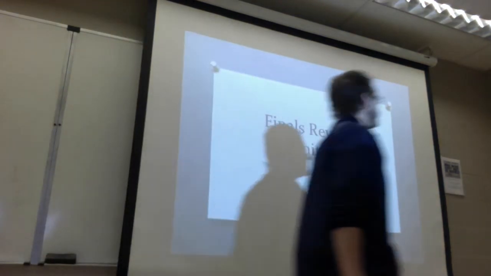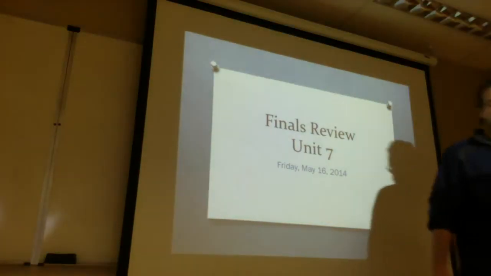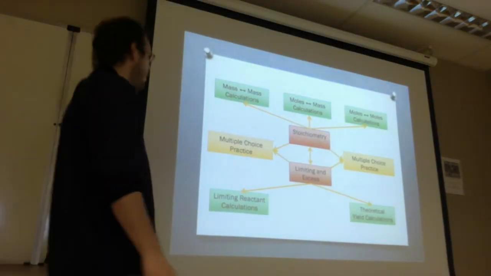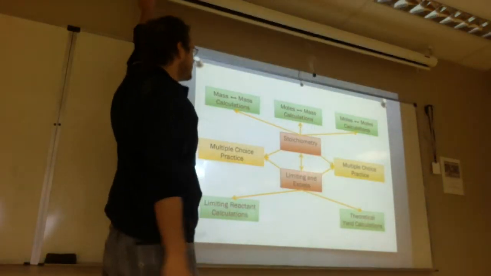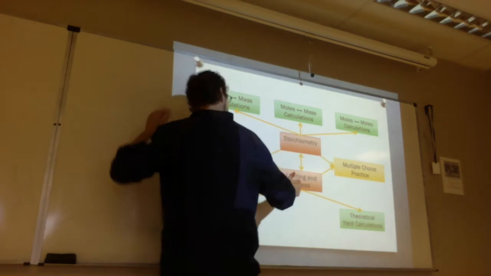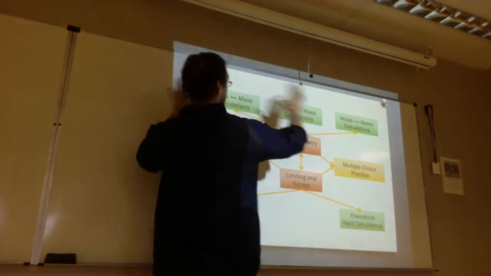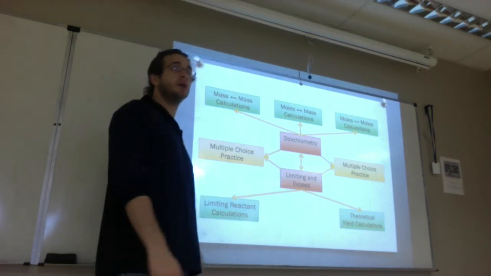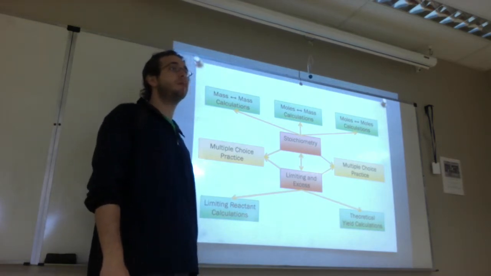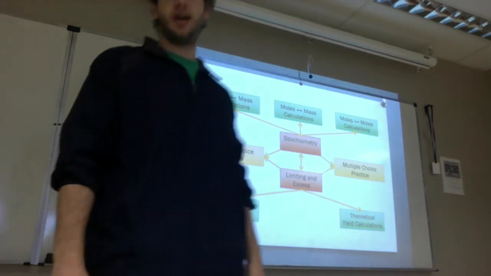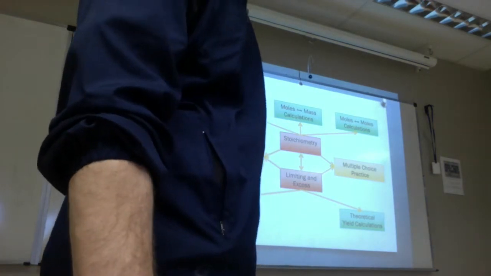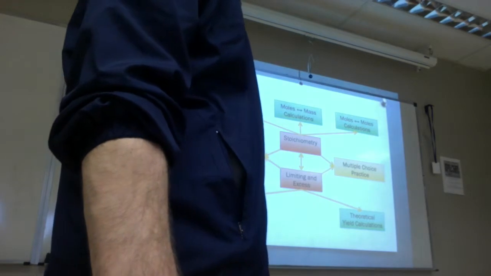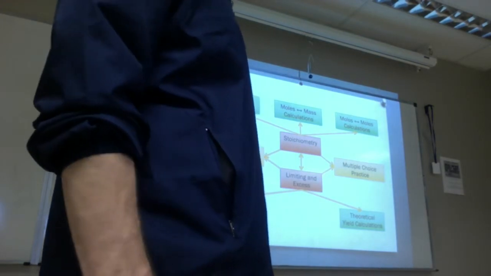Unit 7. Again, Unit 7 was our stoichiometry measure of amounts. So here are our different options. We've got stoichiometry. We talked a lot about limiting and excess. You got a preference as to where we begin this morning? Limiting and excess. All right. Do you want to do calculations with those or practice multiple choice?